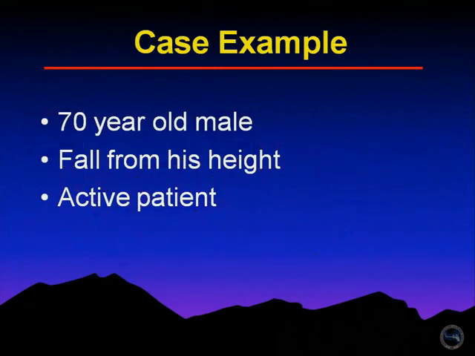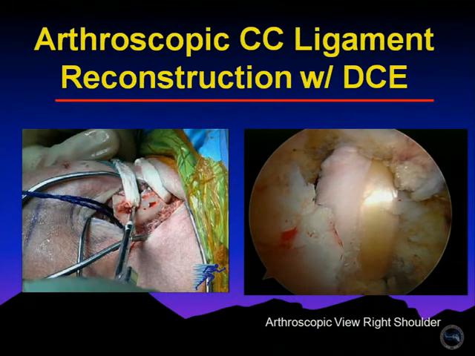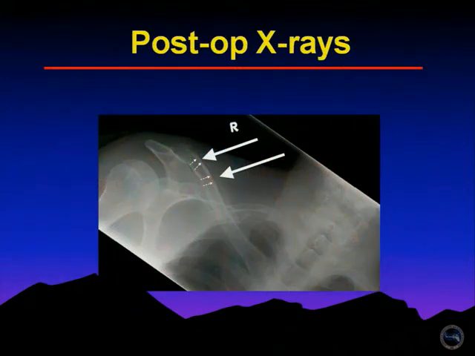Another example, a 70-year-old male, fall from a height. He's an active patient, which is important to consider. If he was not active, you could probably consider non-operative treatment. But this fracture was complicated because it was intra-articular with distal comminution, a near type 2 variant with both CC ligaments disrupted. He had a lot of deformity and was bothered by the ptosis of his shoulder. He underwent a distal clavicle excision and primary reconstruction of the CC ligaments, and ended up with a reduced distal clavicle and a resected AC joint.